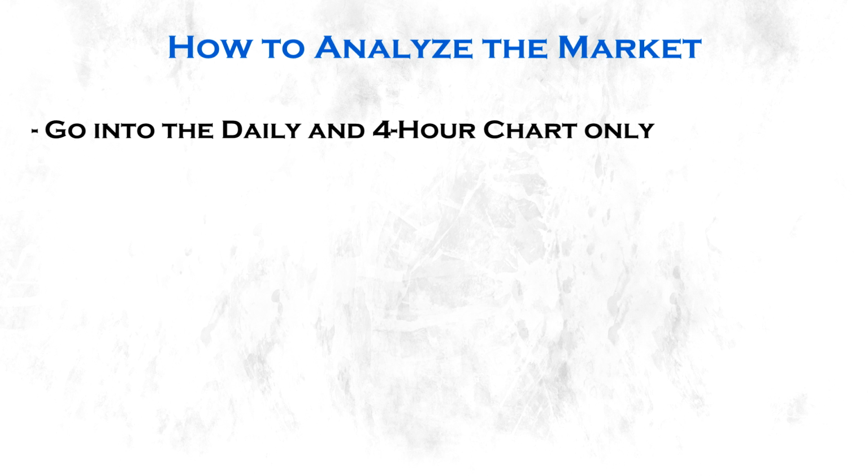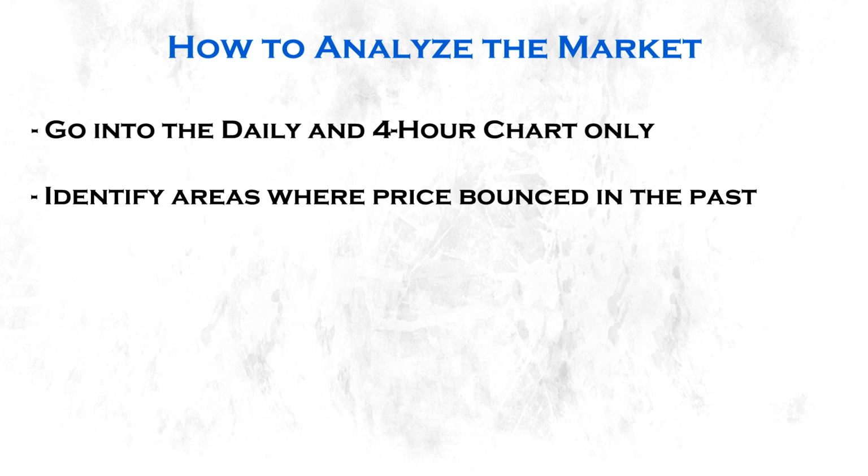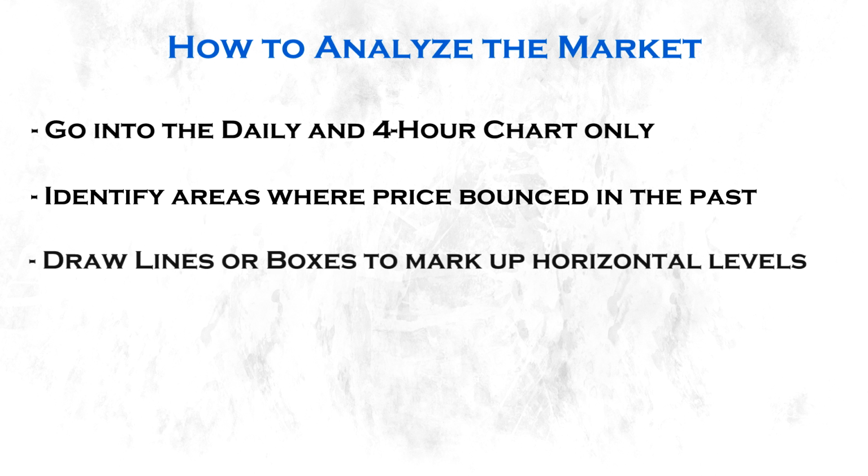All you do is find the areas where price has just interacted or bounced within the past. You can draw lines or you can draw boxes to mark up the horizontal areas of support and resistance. I like to use boxes more often because price sometimes does not respect the price level 100% perfectly. You will see that price sometimes moves just above and below the levels, and that's why I like to draw boxes to mark up the horizontal levels. So I have these zones.